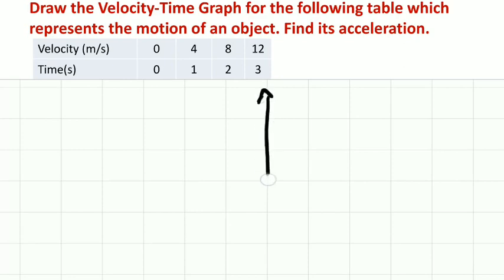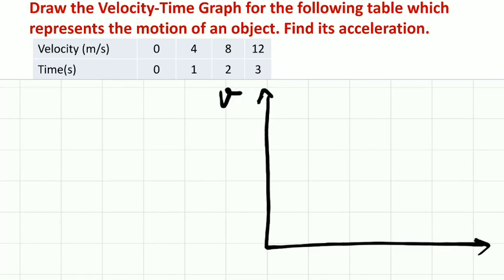Take this axis and this axis. This let's take as velocity axis and this take as axis for time. So this is velocity time graph because this is the axis for velocity and this is the axis for time. Now give the measure, give this 0, this as 1, this as 2, this is 3 and this is 4.